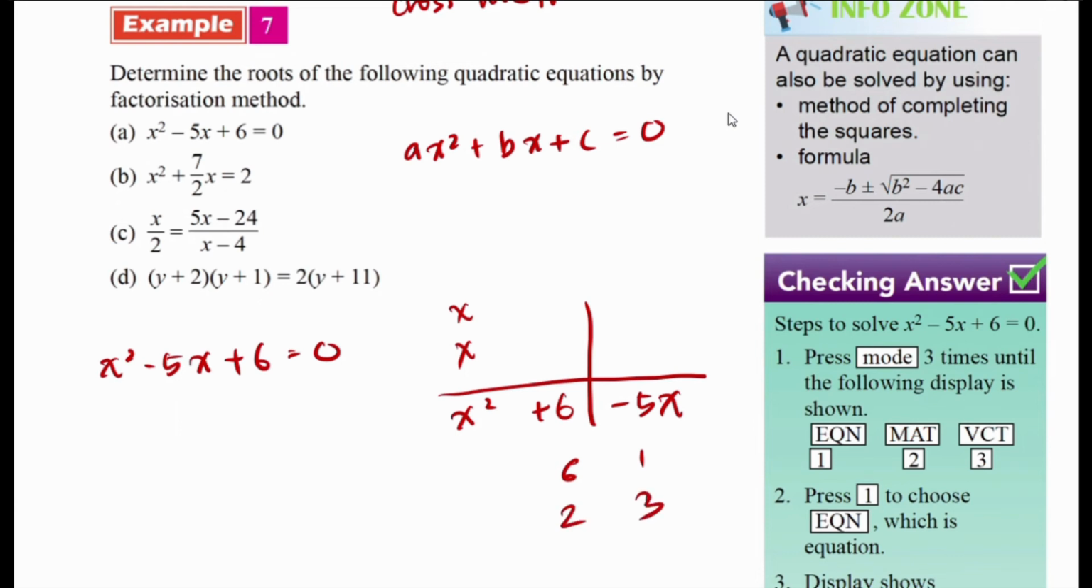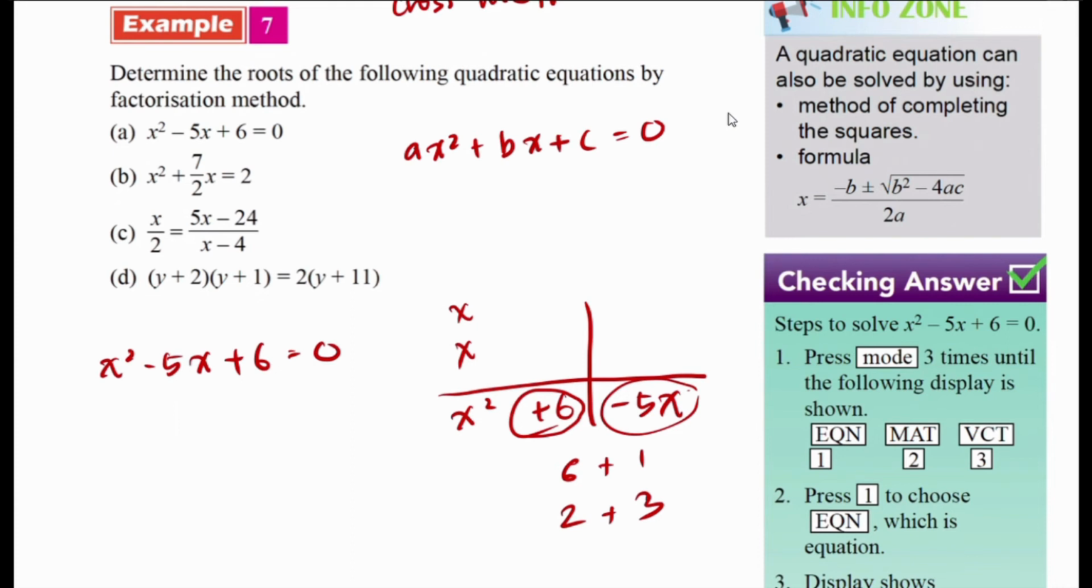Which one is possible? If we add up, we get negative 5x. So 6 plus 1, we cannot get 5. Since the value of 6 is positive, it's either positive 6 and positive 1, or negative 6 and negative 1. If we add negative 6 and negative 1, we get negative 7. Or if we add 6 and 1, we get positive 7.